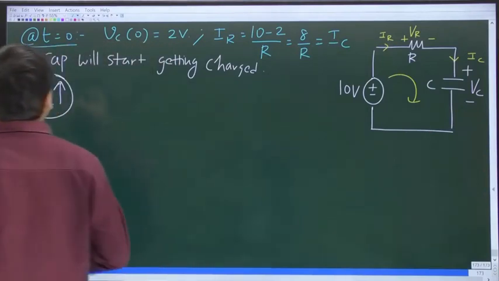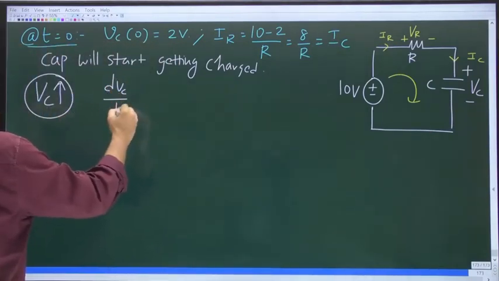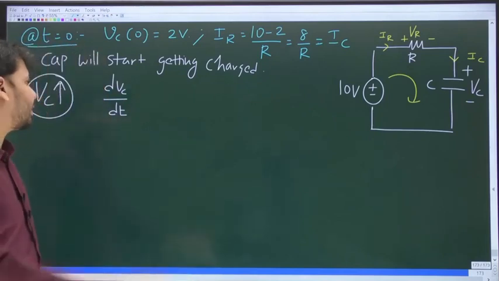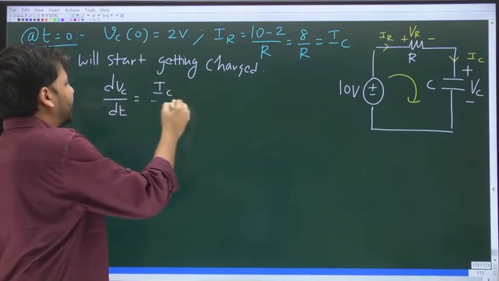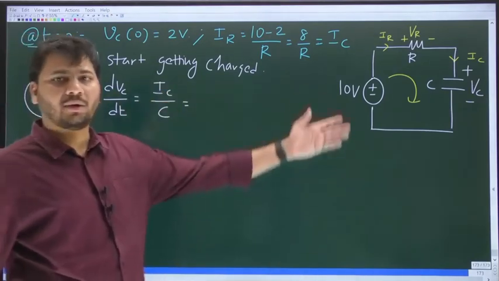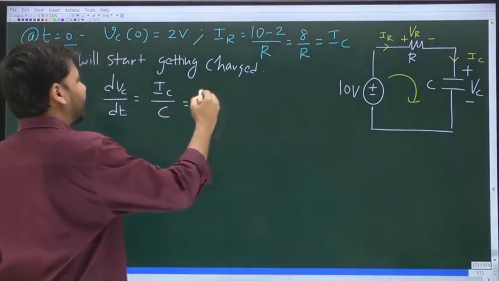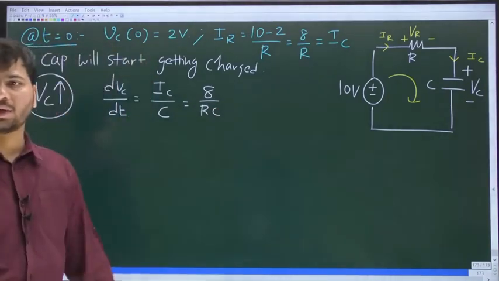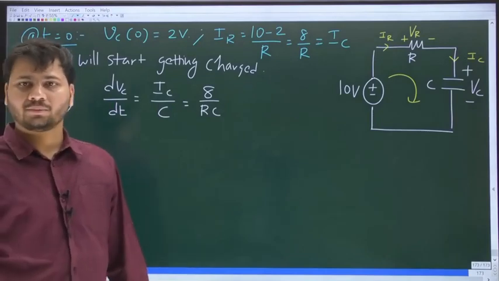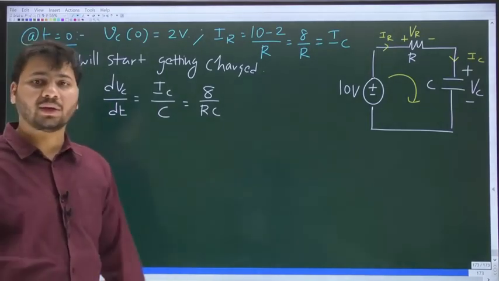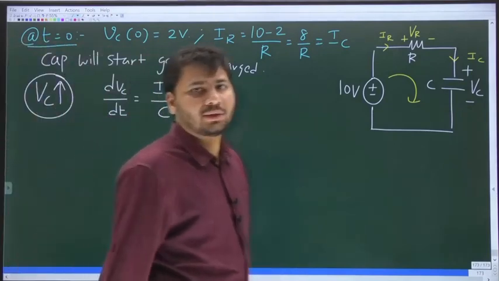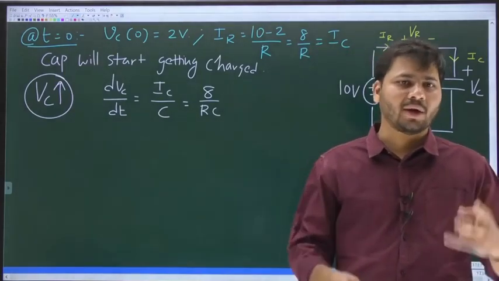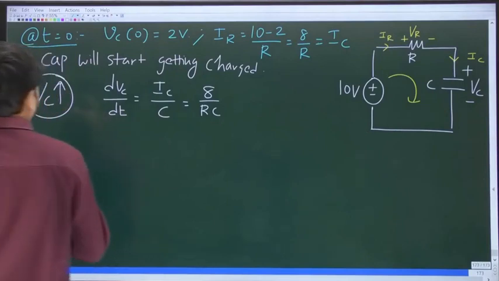Now my question would be, what is the initial rate of increase of VC? The rate of increase of VC is dVC by dt. For a capacitor, dVC by dt is always IC by C. The initial value of IC is 8 by R, so IC by C is 8 by RC. So the initial rate of change of voltage across the cap is 8 by RC. At this rate, the voltage starts increasing from 2 volts. When the voltage starts increasing, obviously after some time the voltage will become more than the initial value, which is 2. Look at this.